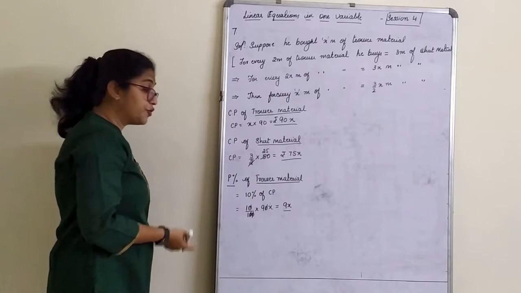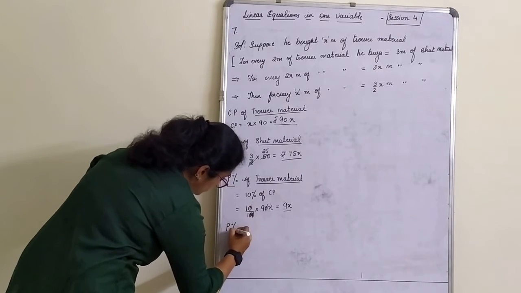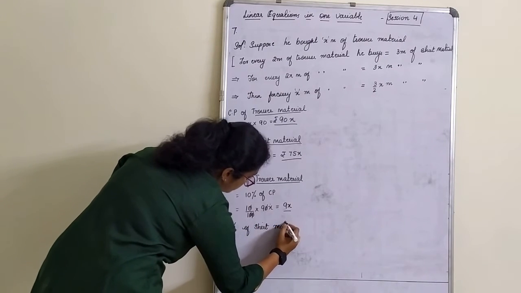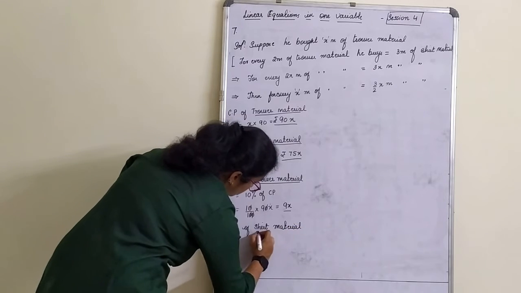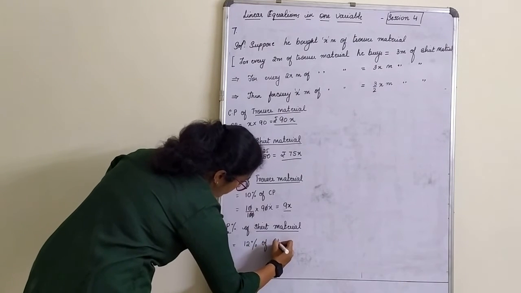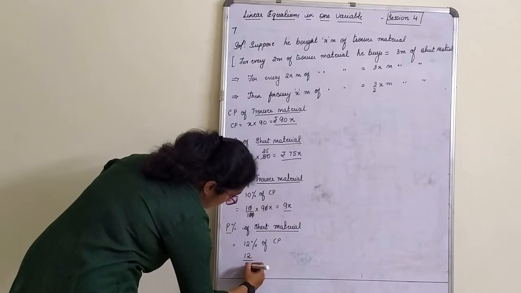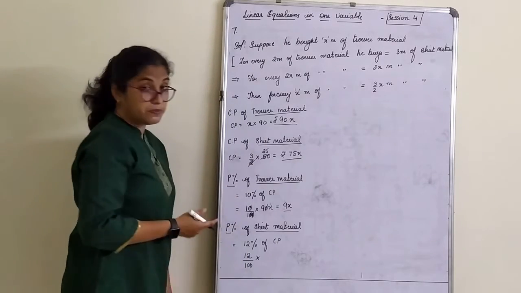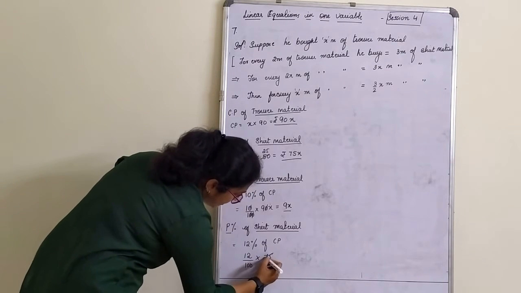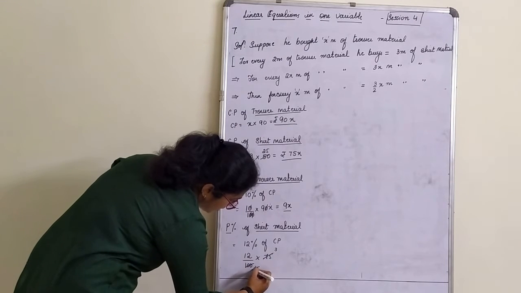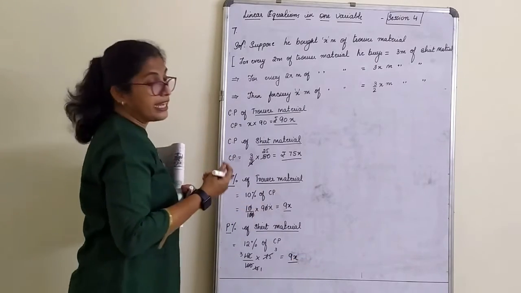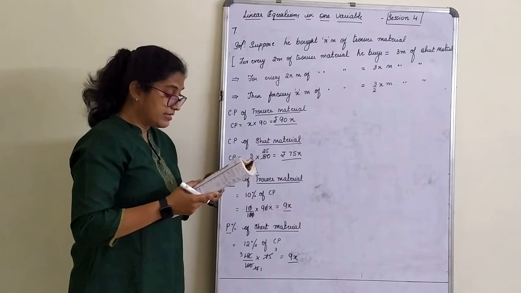Similarly, we have to find profit for shirt material. Profit on shirt material. So this is 12%. 12% of CP. So this is 12/100. Why did I take 100? Percent means for every 100, into CP, which is how much? 75x. 25 3s are 75, 25 4s are 100, 3 4s are 12, so that is equal to 9x. Oh, both are 9x only. Okay. Next. Let's see what we have to do now.